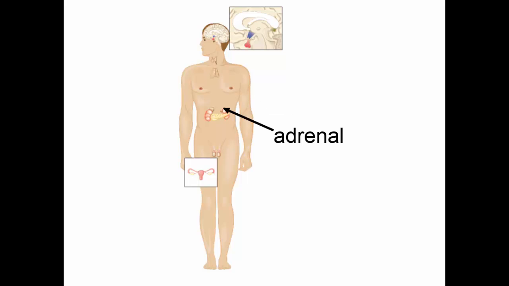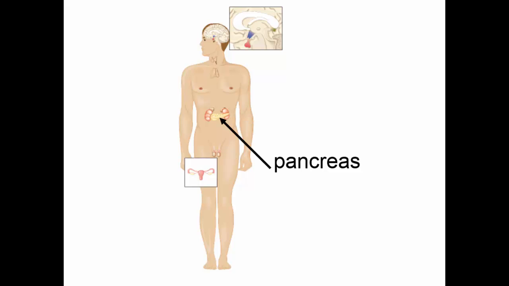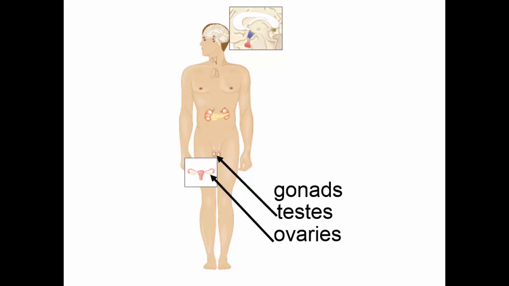The adrenal glands sit on top of the kidneys. The pancreas is just under the stomach, nestled in the duodenum. And the gonads, the ovaries and the testes, reside in the pelvic cavity.